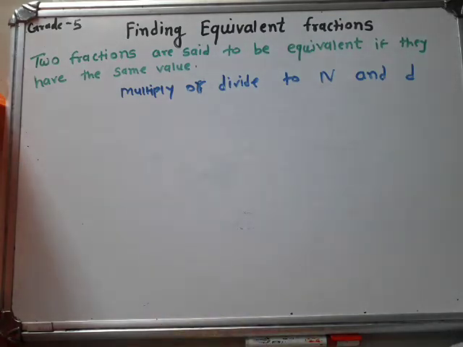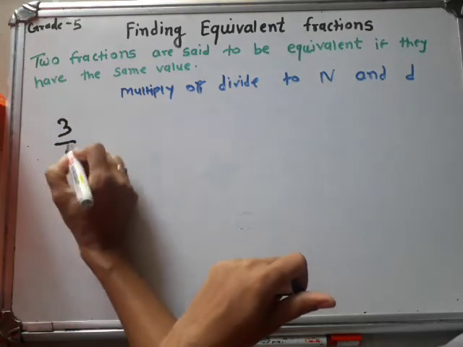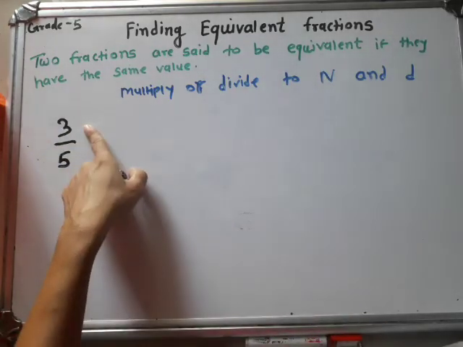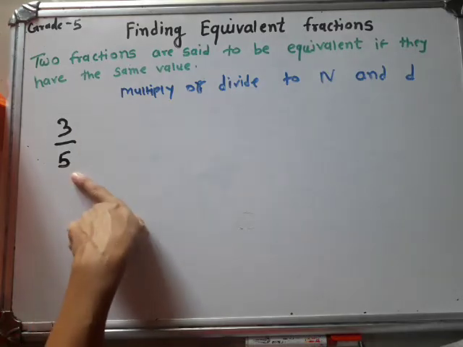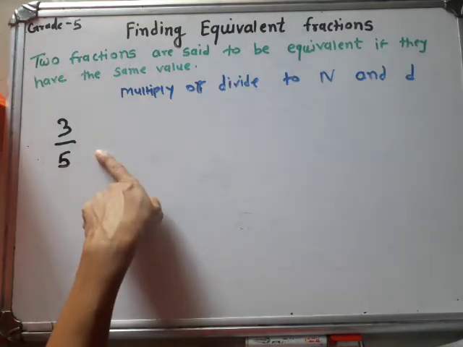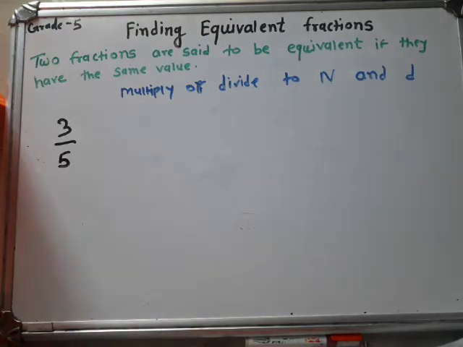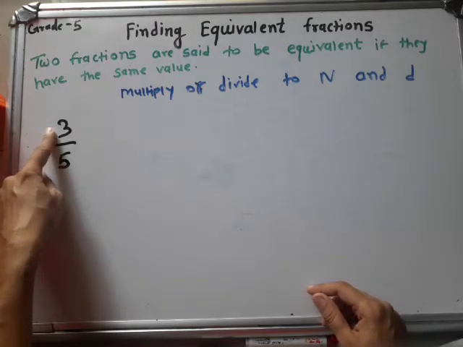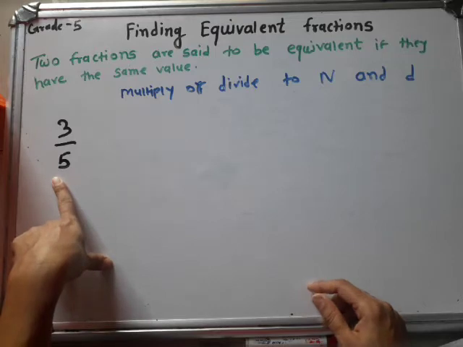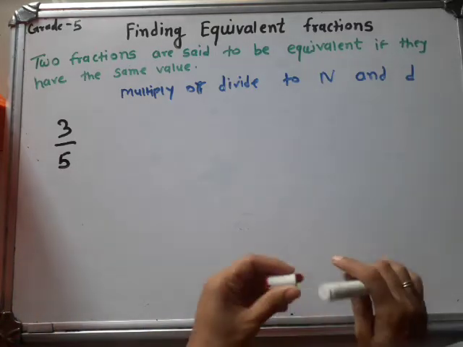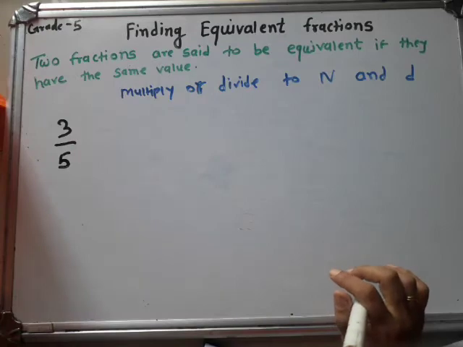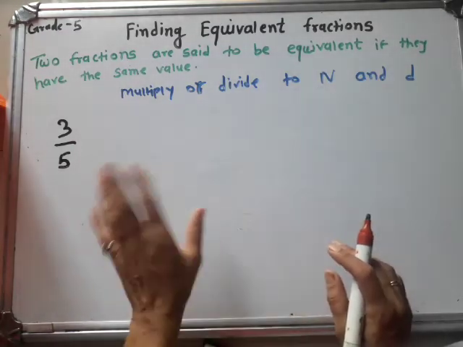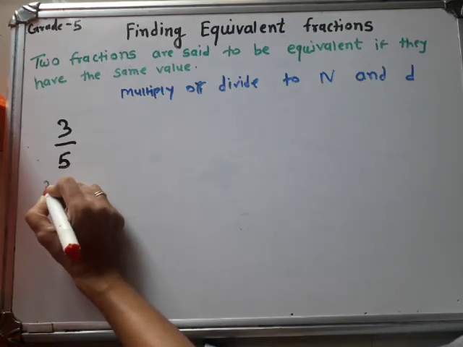Suppose we find the equivalent fraction of 3/5. This is the fraction. Now we find the equivalent fraction. So how to find it? We multiply or divide. First we multiply. This is already a prime number, you know that. So this number cannot be divided again. This 3 is a prime number, 5 again a prime number. So we multiply the numbers by a non-zero number other than 1. So we start from 2. So we first take 2.